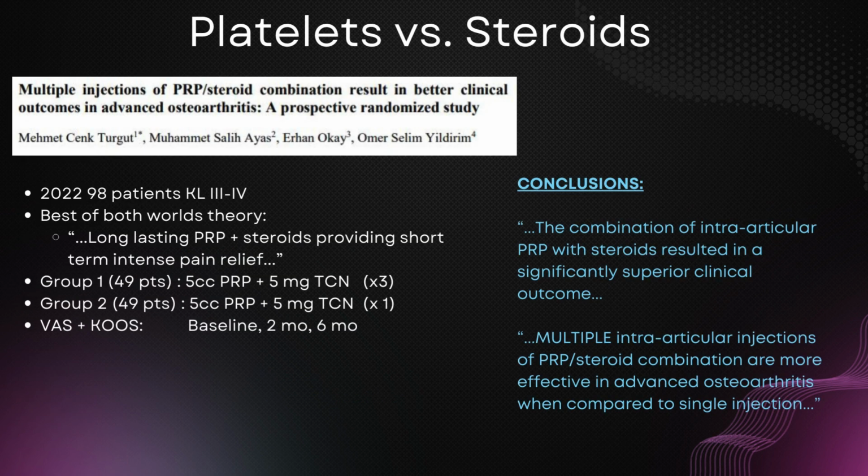And here's another group from Turkey whose theory was that patients could both feel better quickly from low-dose triamcinolone and get long-lasting relief from PRP. And they also expressed their opinion that long-term cartilage damage from corticosteroids was a non-factor in this study because these patients already had advanced osteoarthritis. They did not study PRP alone, but concluded multiple injections are more effective than a single injection when using combined low-dose triamcinolone and PRP in advanced OA.